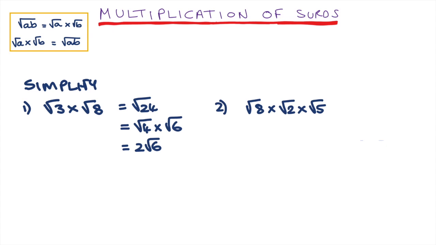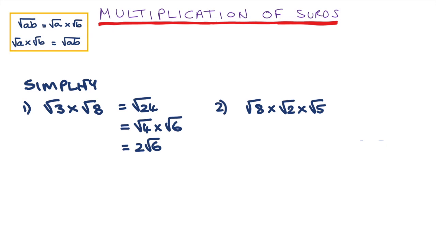So root 3 times root 8 gave us root 24. And then, like we did yesterday, we wanted to simplify that surd. To do that, we asked ourselves, are there two numbers that multiply to give 24, one of which is a perfect square? Let's look at number 2 now.